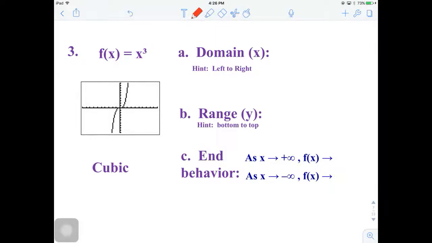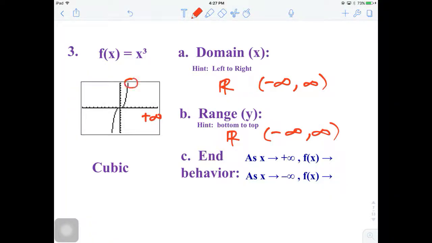And so here's what the graph for the cubic function looks like. The domain is all reals, as we have previously mentioned, and either one of these is fine. And the range is also all reals, so negative infinity to positive infinity. End behavior, as you go to the right, it's going up to positive infinity. And as you go to the left, you're moving down to negative infinity.